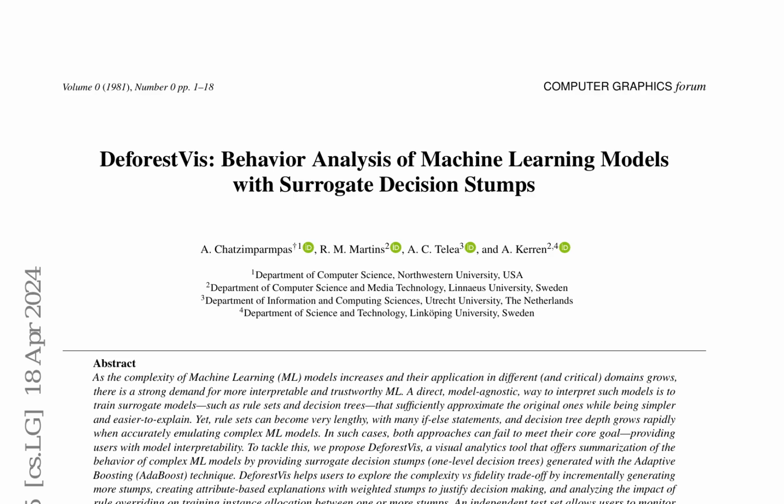This paper introduces DeforestVis, a visual analytics tool designed to summarize the behavior of complex ML models using surrogate decision stumps generated with adaptive boosting, AdaBoost. DeforestVis aids users in exploring the complexity versus fidelity trade-off by incrementally generating more stumps, creating attribute-based explanations with weighted stumps to justify decision-making, and analyzing the impact of rule overriding on training instance allocation between one or more stumps.